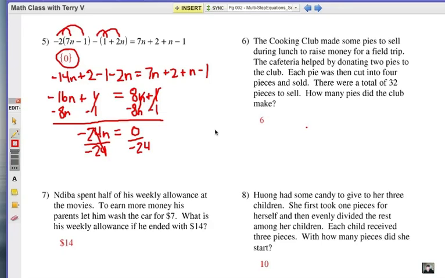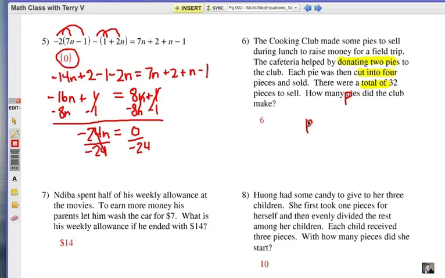Number 6. The cooking club made some pies to sell during lunch to raise money for a field trip. The cafeteria helped by donating 2 pies. Let's just kind of make a highlight there. Donating 2 pies to the club. Each pie was then cut into 4 pieces and sold. There was a total of 32 pieces to sell. How many pies did the club make? So the answer is 6, and let's see why.